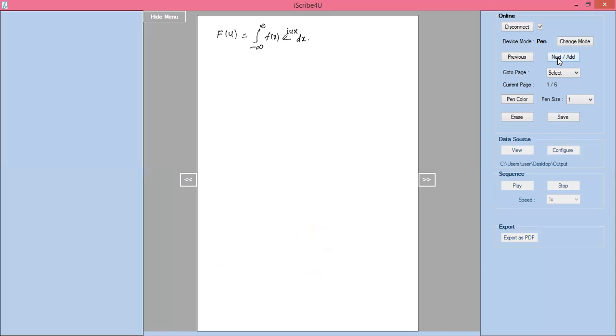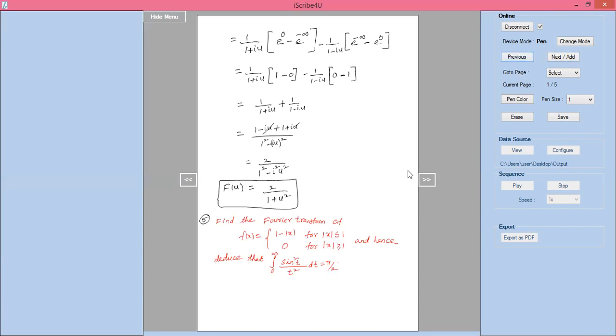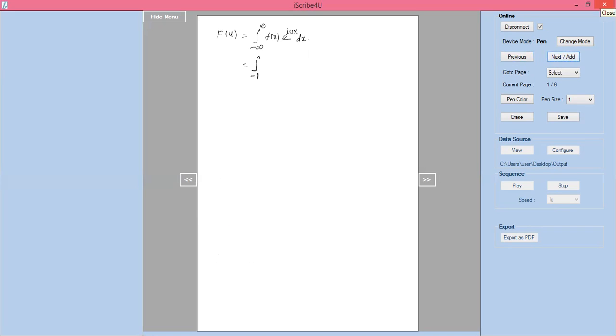Already we know this, I have done it in the previous problem. Here it is split: for modulus of x less than or equal to 1, that means minus 1 to plus 1, and elsewhere it should be 0. So I'll take minus 1 to plus 1, where f of x is 1 minus modulus of x, into e power iux into dx.